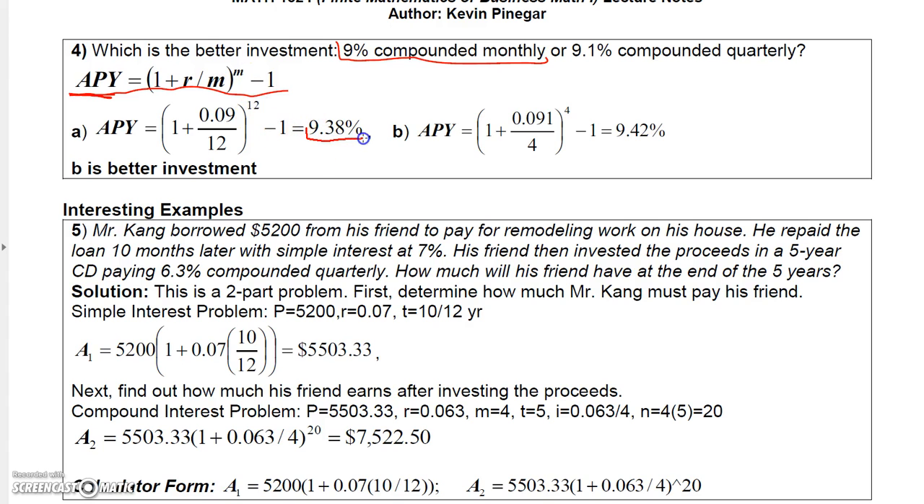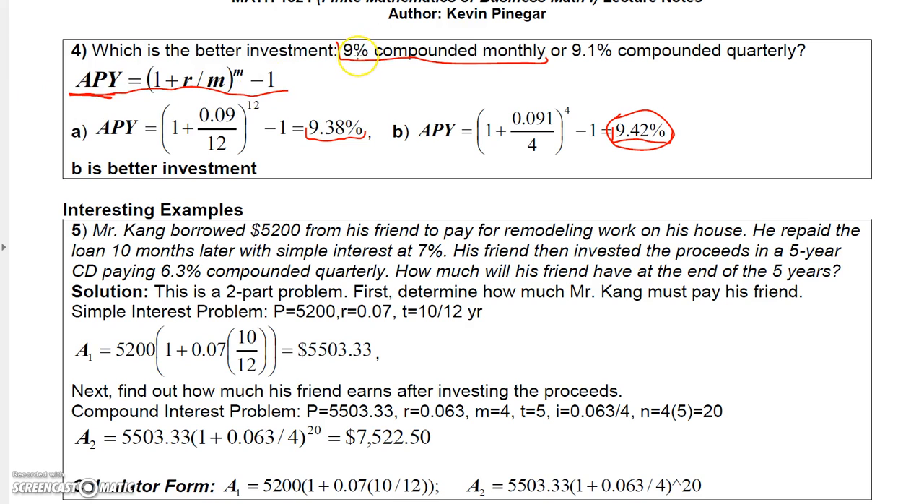And I got 9.38%. Over here the rate is 9.1%, but we're compounding quarterly. So when I get the APY here, I have 1 plus 0.091 divided by 4, quantity raised to the 4, minus 1, and I got 9.42%. So this would be the better investment because it has a better annual percentage yield. And so, you know, this is how you compare investments.